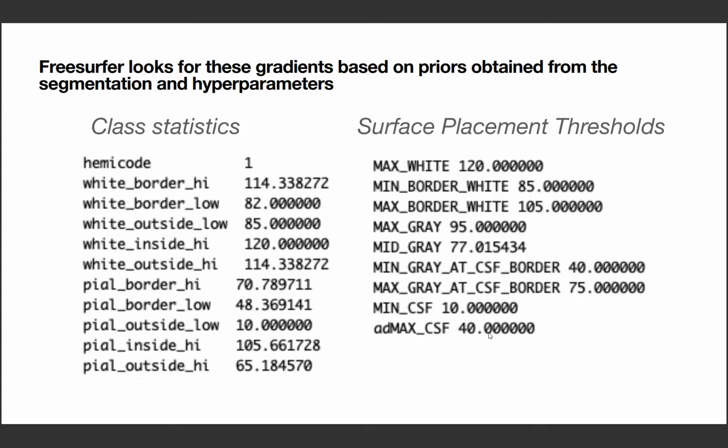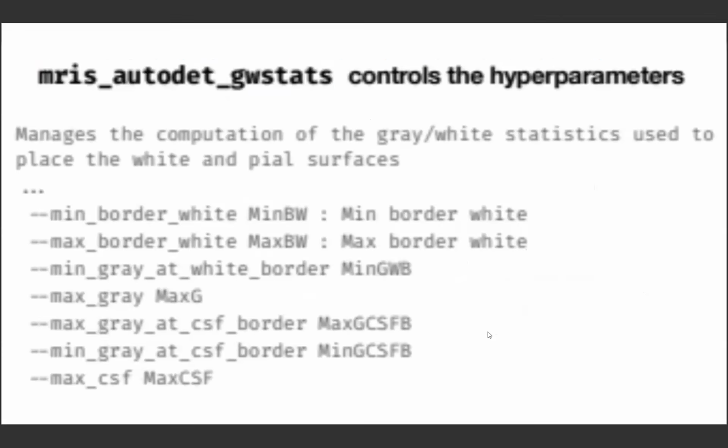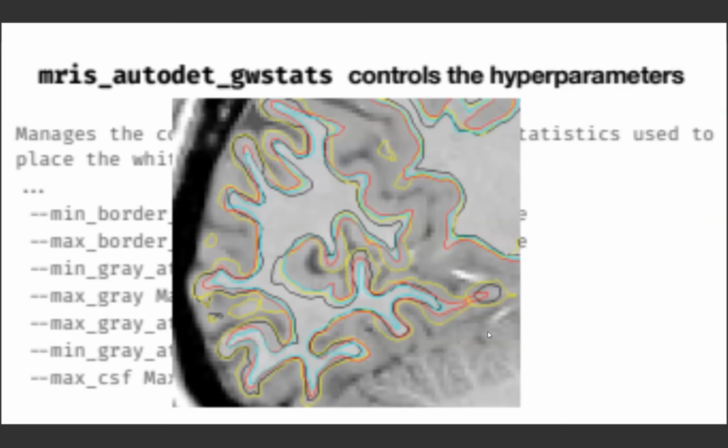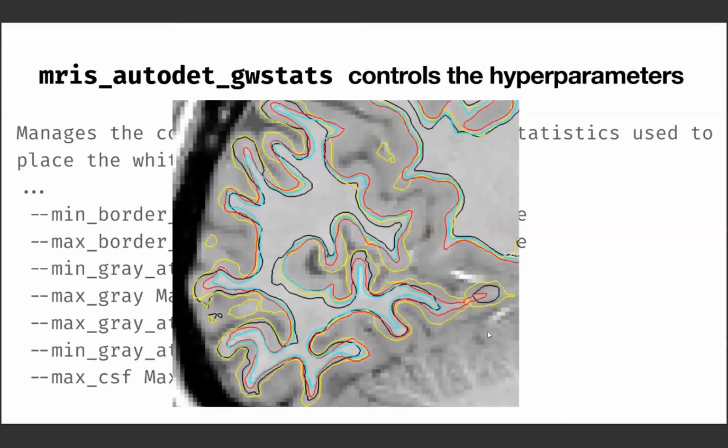These are values that we can play with. Of course, they're very sensitive, but once they're fine-tuned to a particular acquisition method that we have, then it's likely that they'll also work for other subjects acquired in the same way. We can change and control these parameters. For more information, if you just look up the command, you can see everything that can be tuned. And again, seeing here a little bigger the effects that this can have on the placement of the surfaces.